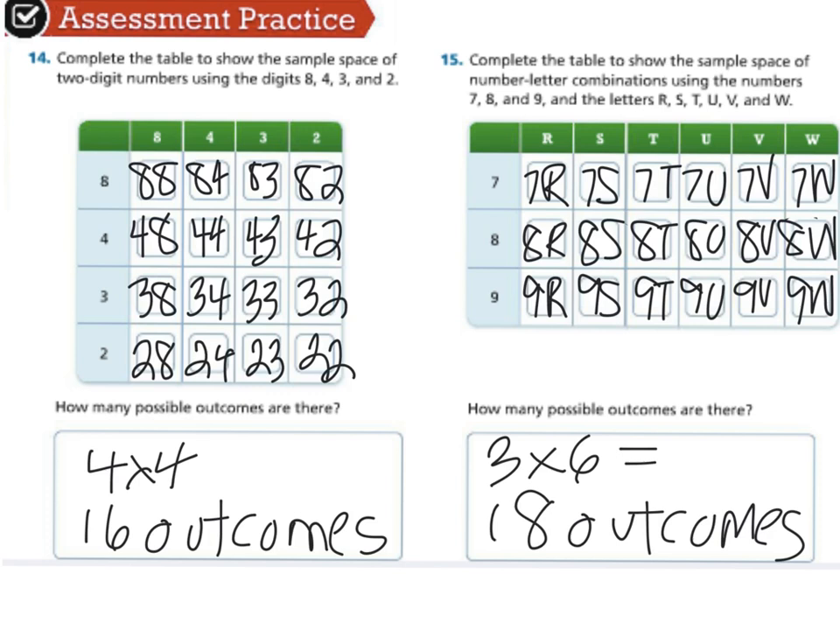In question 15, you're using that table and you're making a number-letter combination. Now the important part here is that it does say number then letter. So when you make your combinations, you're going to put the number in front of the letter. Traditionally, the way we do that is whatever is in the row headings is in front of the column headings. And you can see that in the table. In this case, you have 3 numbers and 6 letters to make a total of 18 possible outcomes. Now you're ready to try some problems on your own.